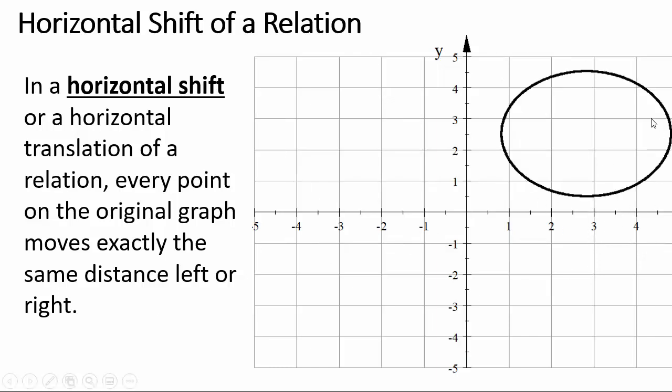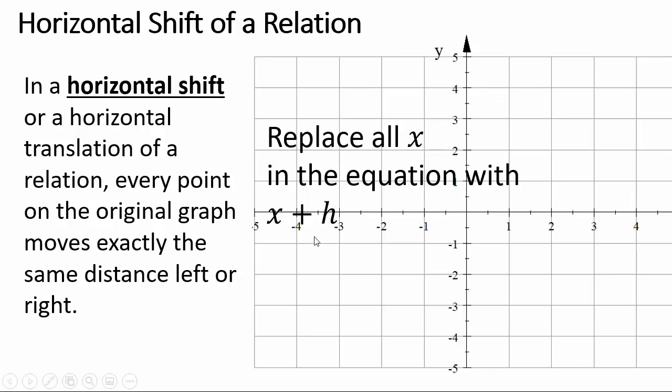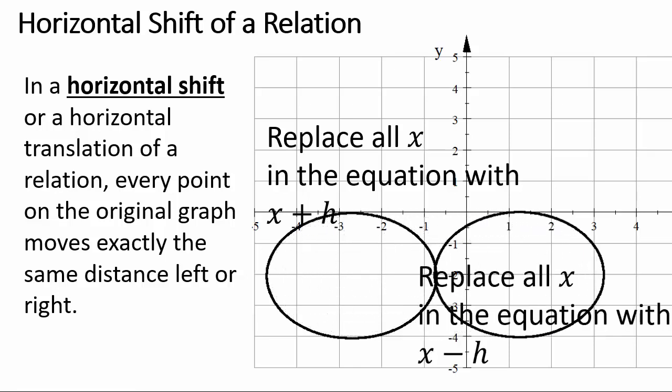So if you have a relation and you want to move it to the left, what would we have to do? If you want to go to the left, you would have to replace all x's with x plus something. So if you move h units to the left, you'd have to replace all x in the equation with x plus h. If you have a relation and you want to move it to the right, replace all x's with x minus h, and that will move it to the right h units. So a horizontal shift is where whatever original graph you have, every single point moves exactly the same distance, either to the right or to the left, depending on whether you have x plus a number or x minus a number, and that number dictates how many units you move horizontally.